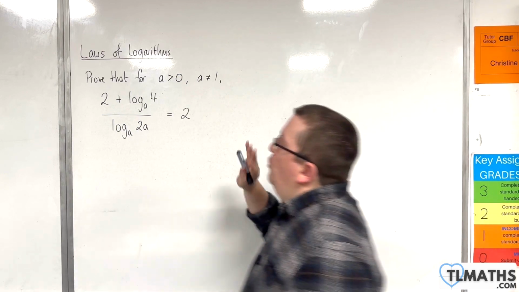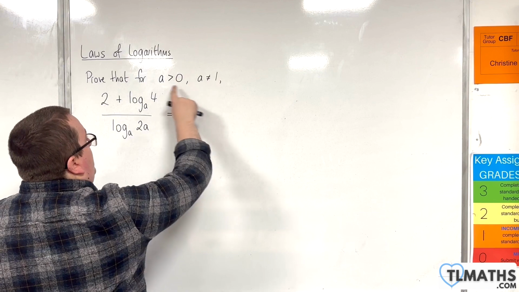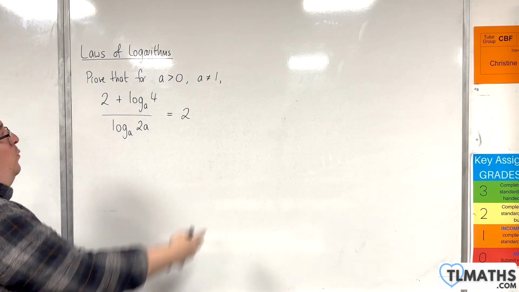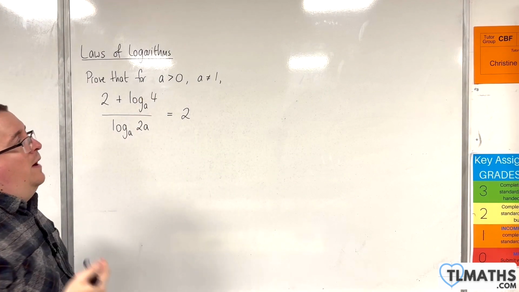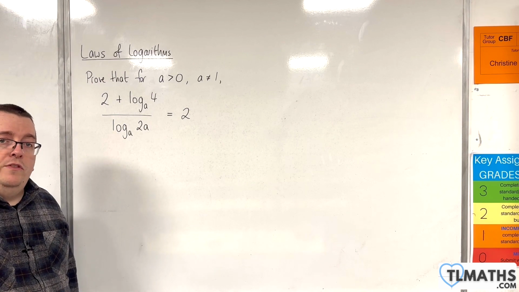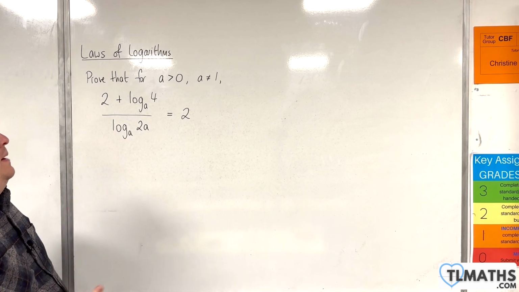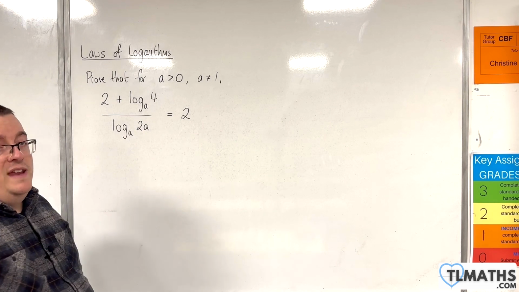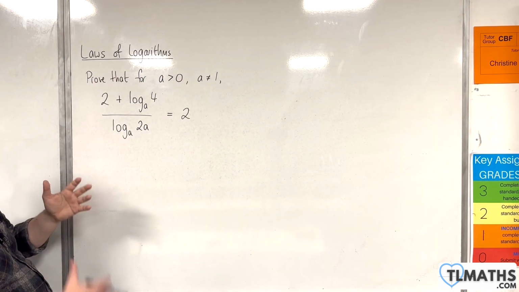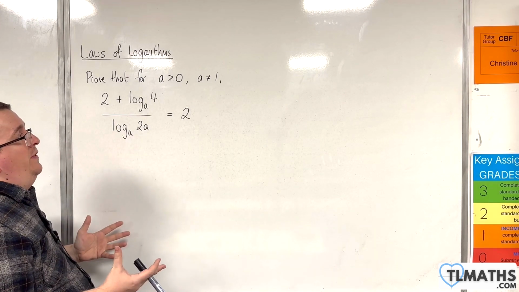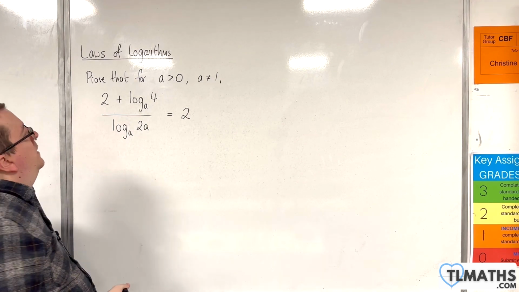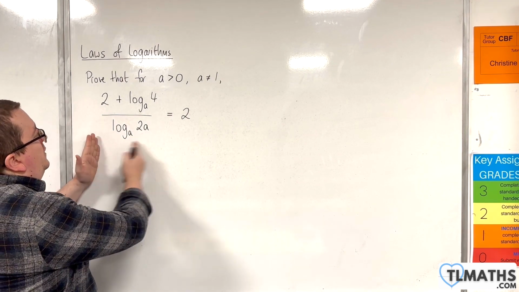Now, before we get too worried about this, all that is saying is that this statement works when a is greater than 0, a is not equal to 1, because that is what we define logarithms to be. We don't work with a base that is equal to 0 or negative or equal to 1. So this is just saying the base has to be greater than 0 and it can't be equal to 1. But anything within that is fine.